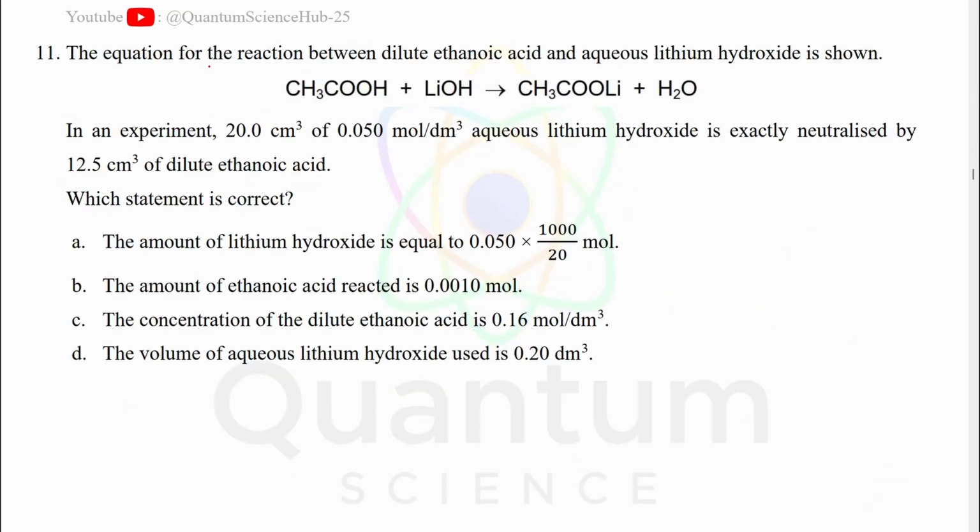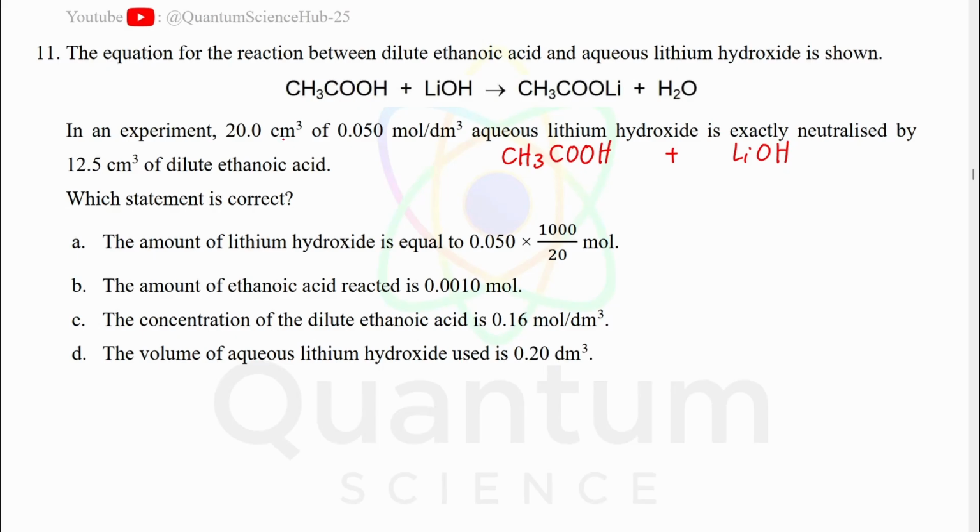Question 11. The equation for the reaction between dilute ethanoic acid and aqueous lithium hydroxide is shown. In an experiment, 20 cm cube of 0.05 mol per dm cube aqueous lithium hydroxide is exactly neutralized by 12.5 cm cube of dilute ethanoic acid. So which statement is correct? Okay, let's rewrite this chemical equation: CH3COOH plus LiOH.